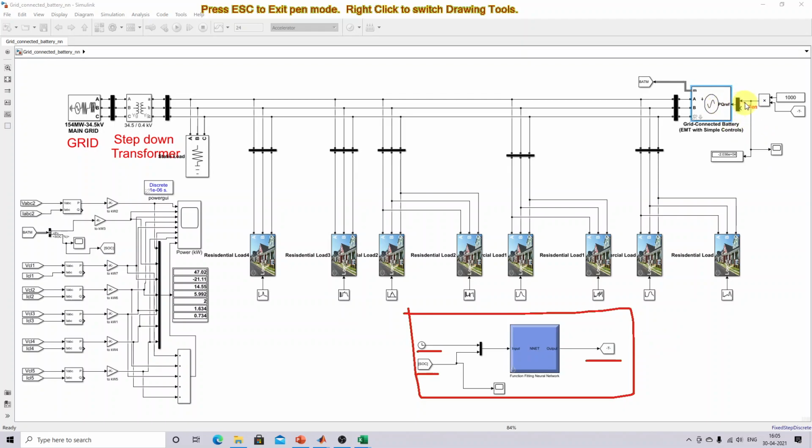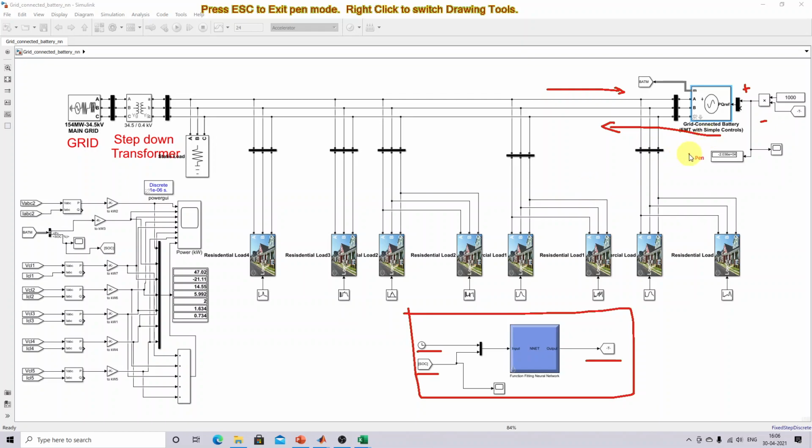So if that command is positive, then the battery is going to supply power to the grid connected system. Based upon that power requirement, how much power is given by the neural network, that means if it is positive, then it is going to supply the power to the grid. Suppose the command output from the neural network is negative, then it is going to take the energy from the grid to charge the battery. Okay, so this is a basic concept in demand side management.